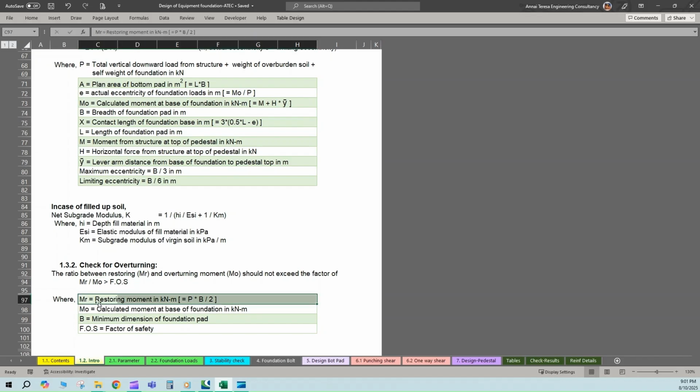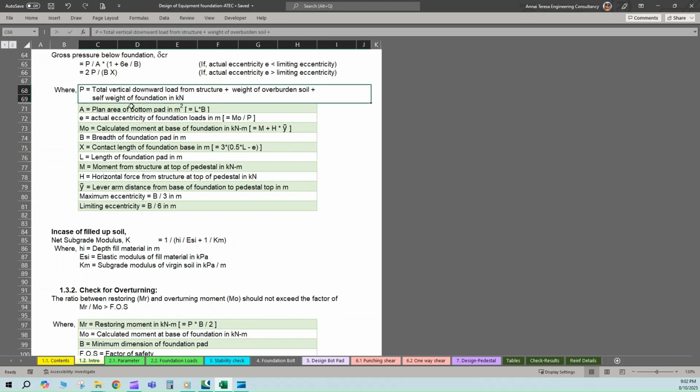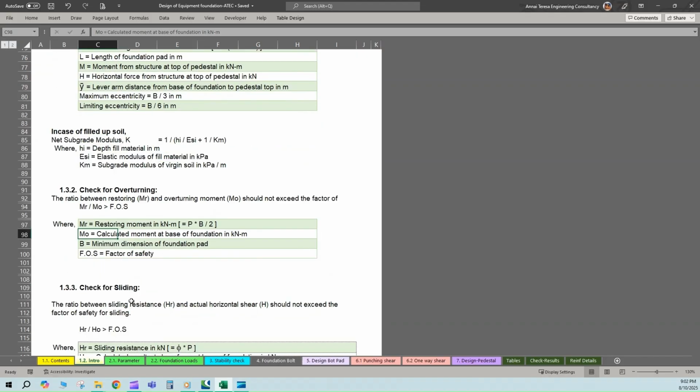The resistant moment is MR, which is nothing but P, the total vertical load as we have calculated here, into the width divided by 2. So we need to find out the factor of safety, and this factor of safety should be greater than the expected factor of safety defined in EN 1997.